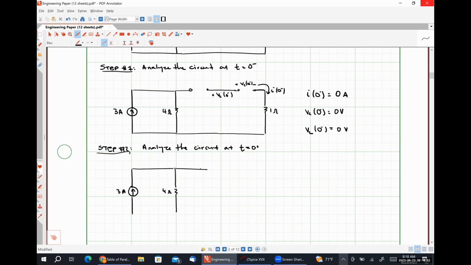Our inductor is going to look like an open circuit because the inductor current cannot change abruptly, which means the inductor current has to still be 0. And then our capacitor is going to look like a short circuit because the capacitor voltage was 0, so it needs to stay 0 at t is equal to 0 plus. And then here we have our 1 ohm resistor.